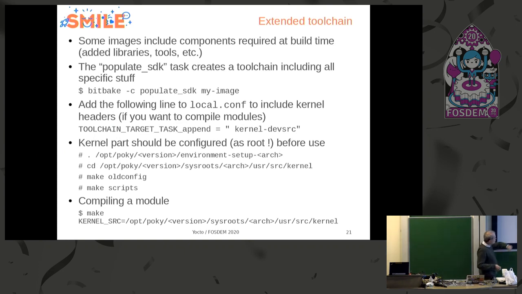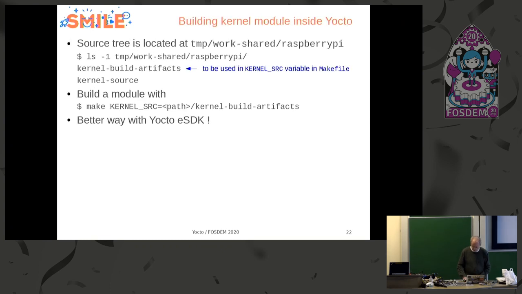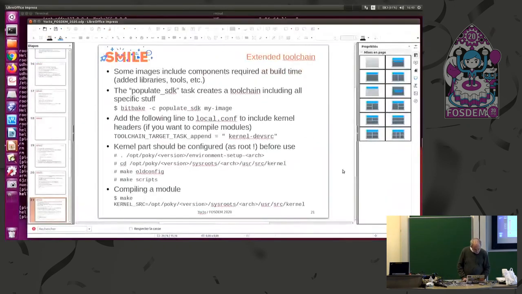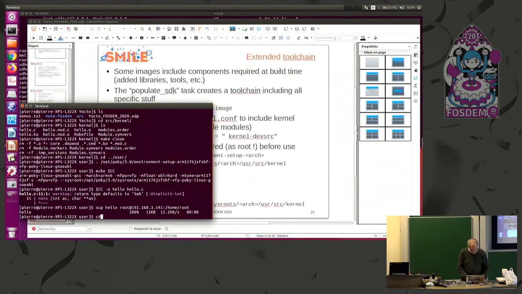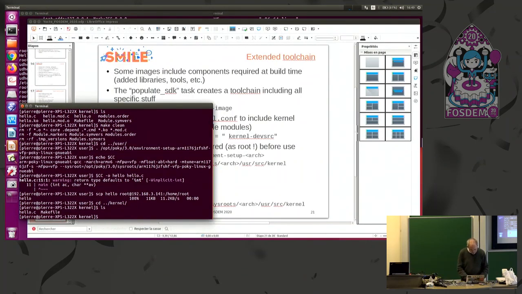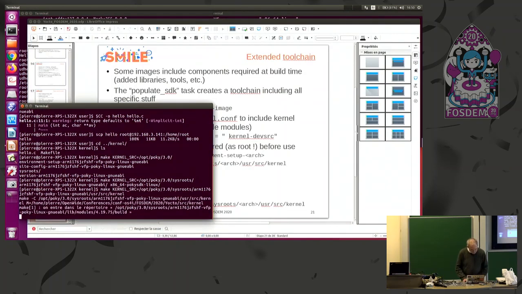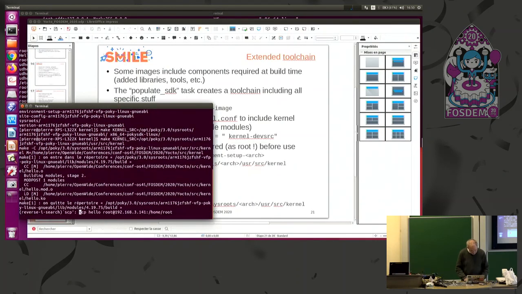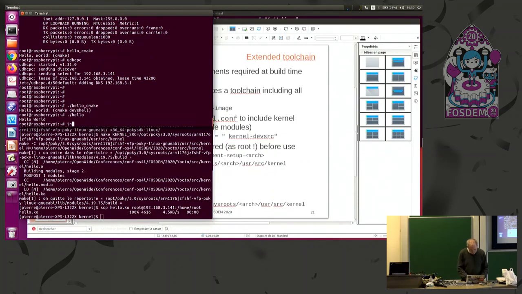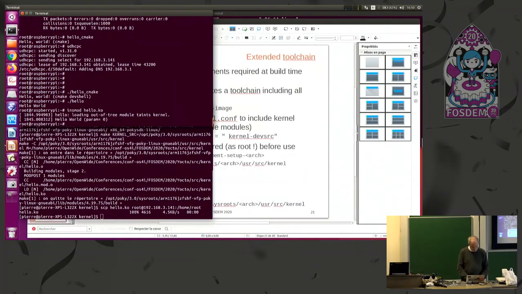Okay, so for example, if you want to compile a module, you do a make with KERNEL_SRC equal, etc., and you give the path to the kernel sources used by the board. For example, with a simple hello kernel module, make KERNEL_SRC equal /opt/poky/3/sysroots/arm/usr/src/kernel. Okay? And you copy the module to the board. And you load the module, for example with insmod hello.ko. Okay? So you have the module in the board.